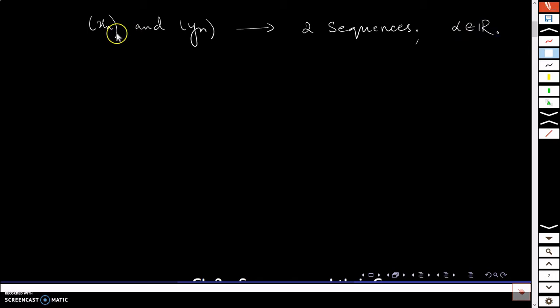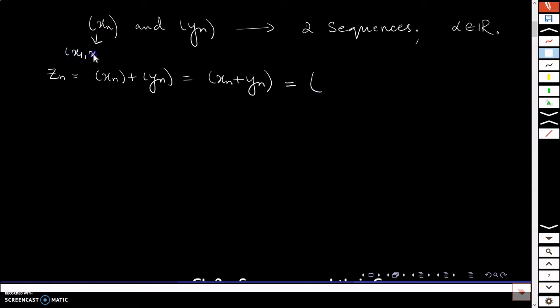Now what you can do is, using these two sequences, you can define one more sequence. I'll name it zn, and you can define that to be the sum of these two sequences, xn plus yn, defined as xn plus yn for each n. So how is this defined? The terms of the sequence xn are of the form x1, x2, x3 and so on, and the terms of the sequence yn are y1, y2, y3 and so on.